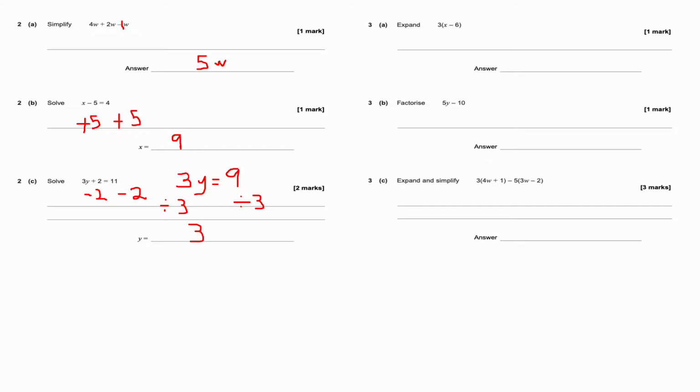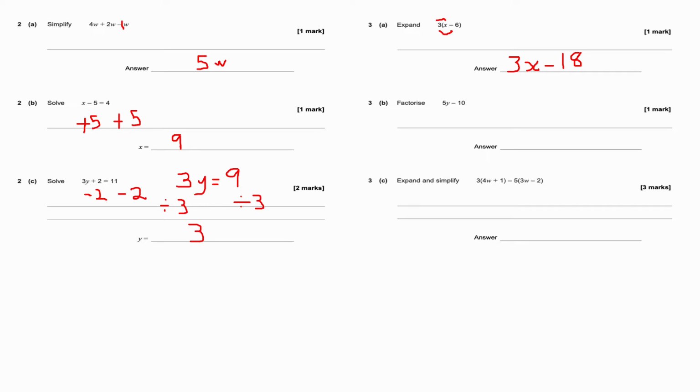Question number 3A, expanding a single bracket. Well, I do 3 times x, which is 3x. And then I do 3 times negative 6, so 3 multiplied by negative 6, which is negative 18. Because a positive times a negative gives me a negative as a sign. So 3 times x is 3x, and 3 times negative 6 is negative 18.